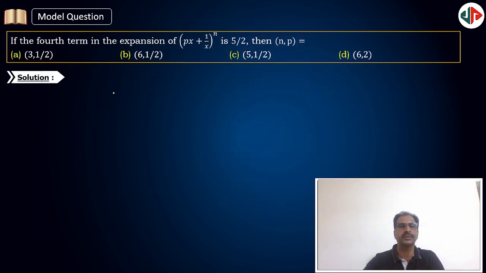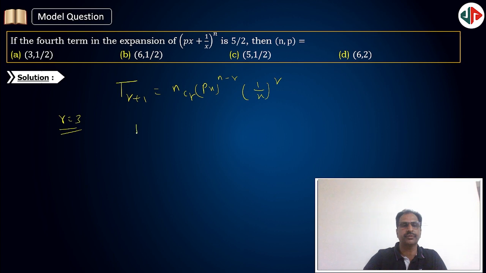Next question. If the fourth term in the given expansion is 5 by 2, write the general term first. nCr (px) whole power n minus r into (1 by x) whole power r. Put r is equal to 3, then we get T4, nC3 (px) whole power n minus 3 into (1 by x) whole power 3. This fourth term is given as 5 by 2. So p power n minus 3, x power n minus 6.